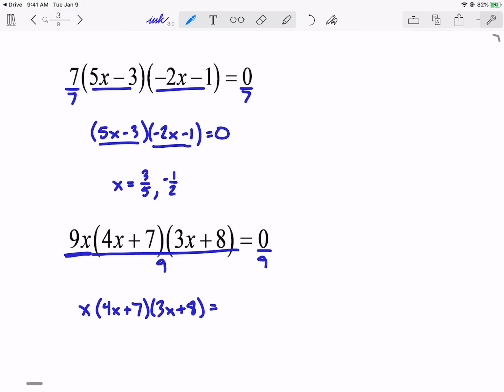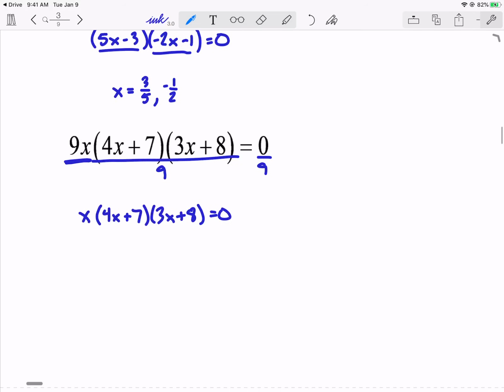Now, in this case, I have three different factors to set equal to 0. I've got x, which means x equals 0 is one of my solutions. I've got 4x plus 7. I'm going to subtract 7, divide by 4. And I've got 3x plus 8 as my last factor. So I'm going to subtract 8 and divide by 3. So those are my three solutions.